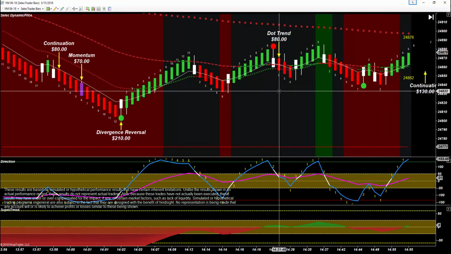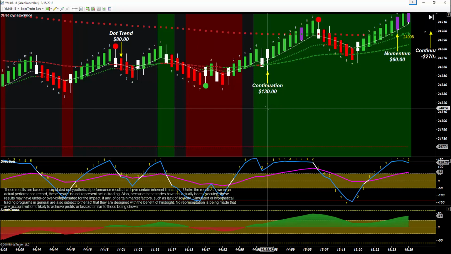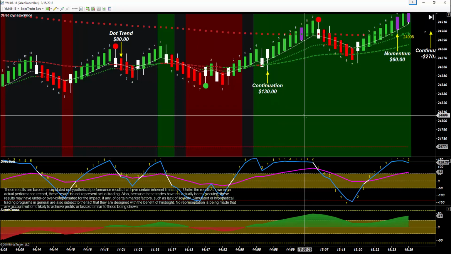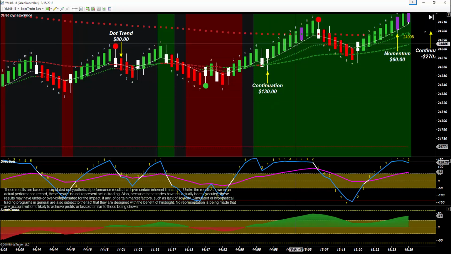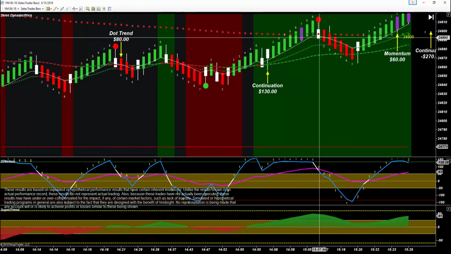Then we have a dot trend short. This one just hitting profit target. And then we have a continuation long at 1458, does hit profit target, and by trailing at the low of the previous bar until we can widen to the DPI price, we do ride over this tail, where we'll eventually get stopped out by this turn bar.